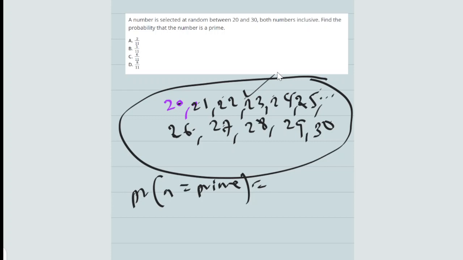23 is a prime number. What are prime numbers? Prime numbers are numbers having two factors: itself and 1. So 23 is a prime number. 21 is not a prime number because 21 has 4 factors: 1, 3, 7, and 21 itself. So what other one is prime?